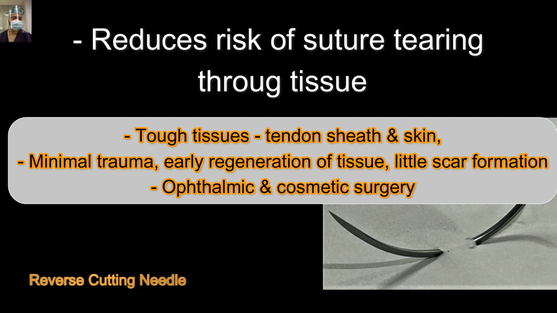So just understand that there is a cutting edge towards the outer side, and this is for tough tissue like tendon, sheath, and skin. But again understand, as you take the curve of the needle, there is a cutting edge toward the outer side. So as you pass the needle through the tissue, there is no cutting edge towards the wound margin, so there is a lesser tear of the tissue.